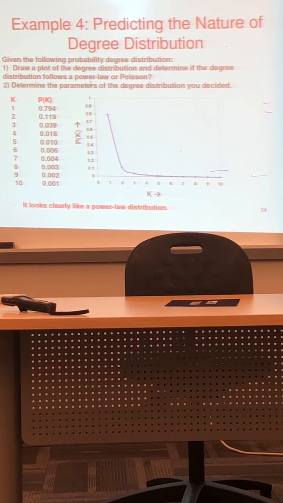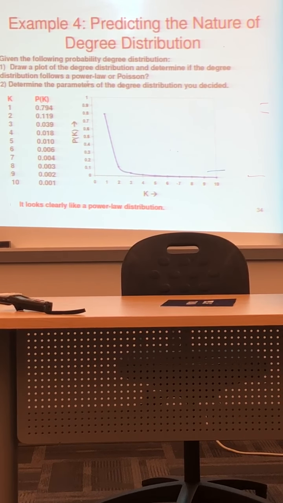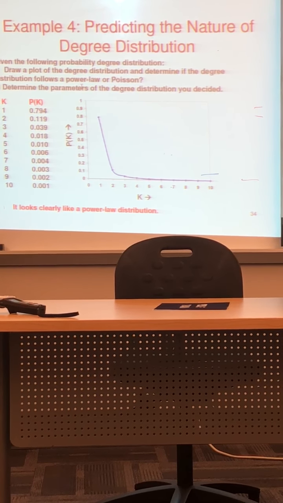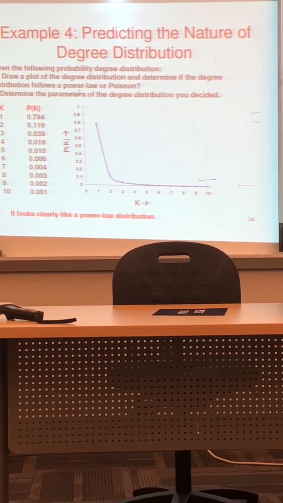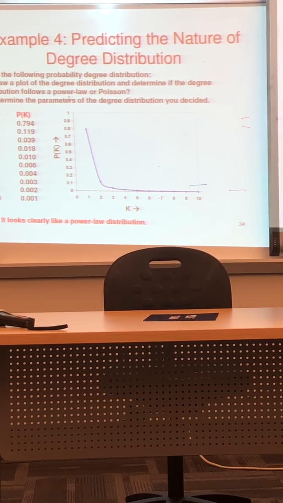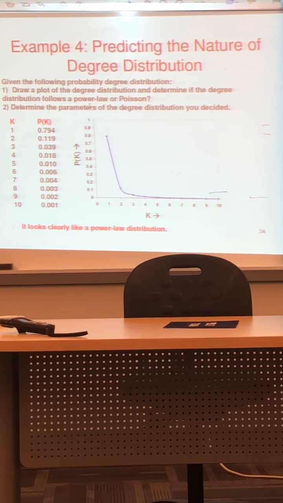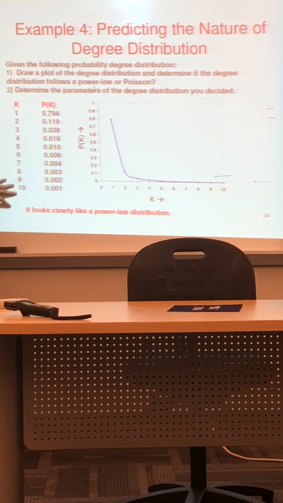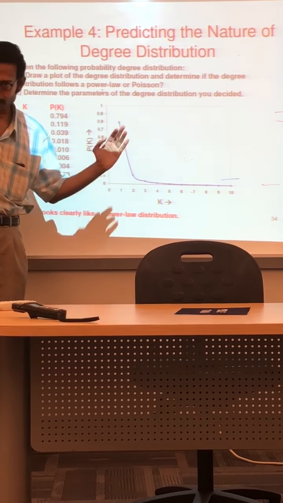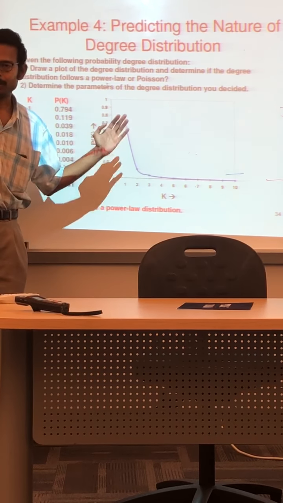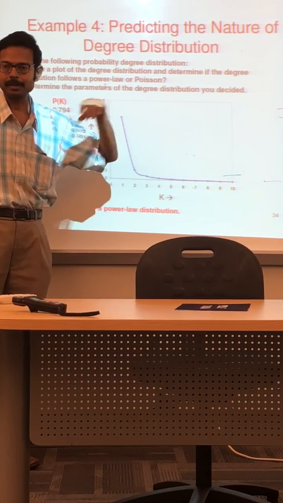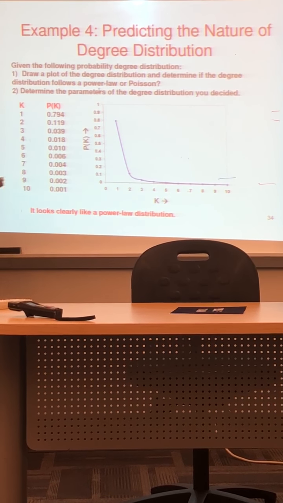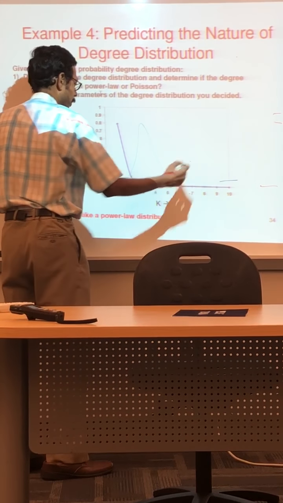Another way of asking problems around this is, I'll give you the k and p of k values. Once I give you those, you need to determine whether it exhibits a power law distribution or a Poisson distribution. I won't give you the curve, so you have to first plot k versus p of k in Excel and see how the shape is. If the shape is like this, it is a power law distribution, a scale-free network distribution. If the shape comes out to be a bell-shaped curve, it is a Poisson distribution.